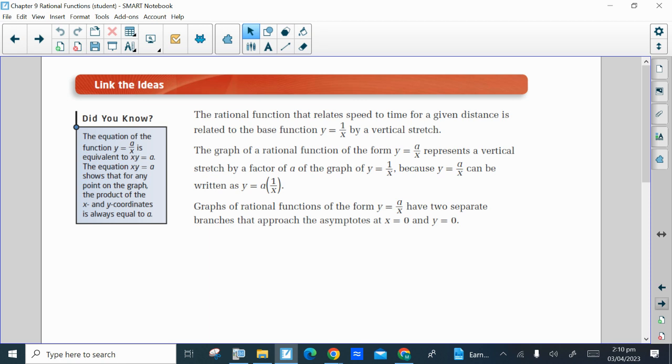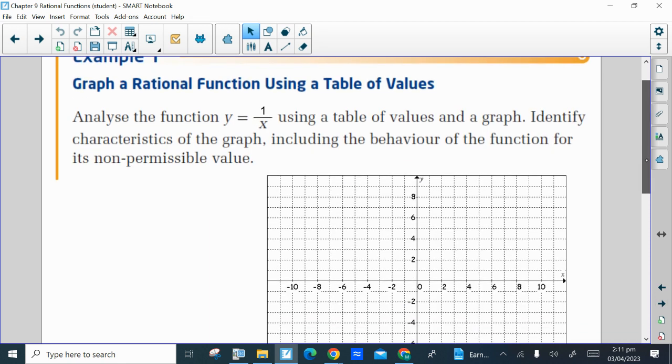The rational function that relates speed to time for a given distance is related to the base function y = 1 over x by a vertical stretch. The graph of a rational function in the form y = a over x represents a vertical stretch by a factor of a of the graph y = 1 over x, because y = a over x can be written as a times 1 over x. Graphs of rational functions of this form have two separate branches that approach asymptotes at x = 0 and y = 0. So let's look at the graph of y = 1 over x.